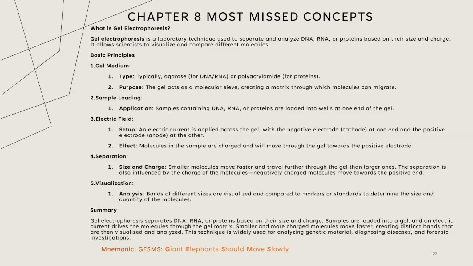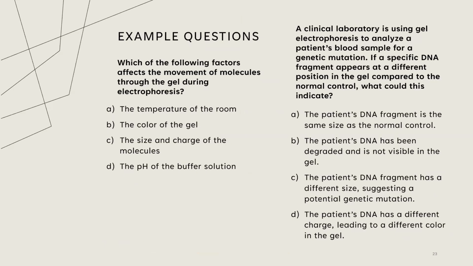E is for the electric field. S is for the size. M is for moving through the gel. S is, slowly, the larger molecules are going to move slowly. So that's kind of what those letters are going to be standing for.